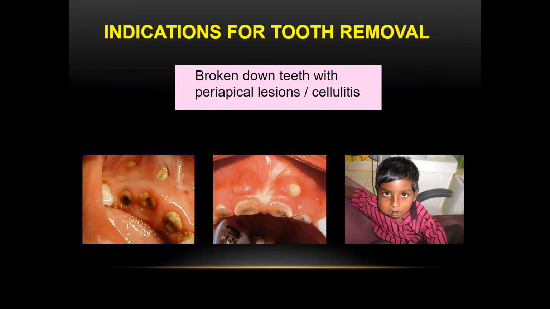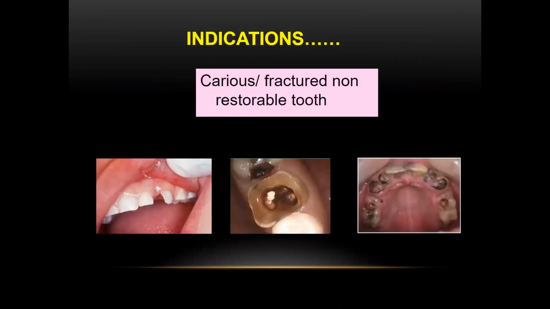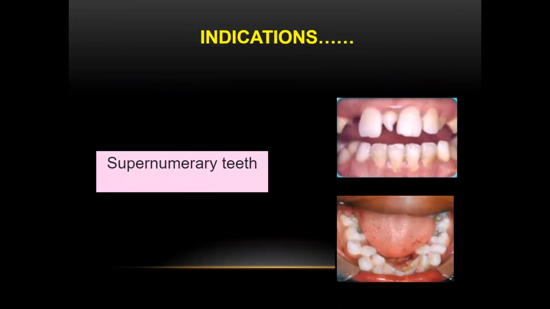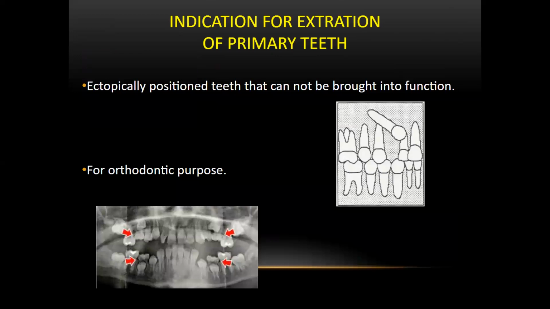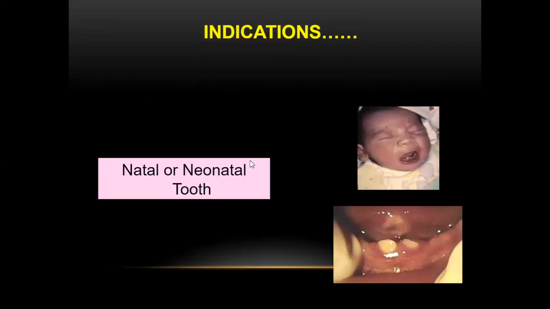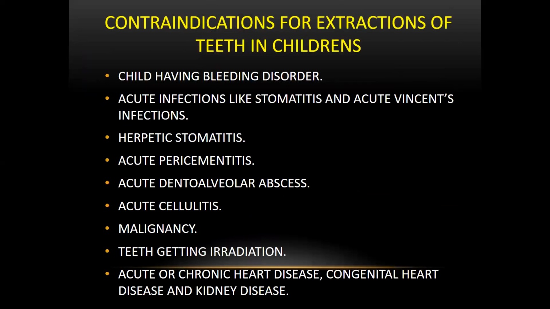Indications for tooth removal: broken down teeth with periapical lesions or cellulitis, carious, fractured, and non restorable teeth, supernumerary teeth, over retained primary teeth, submerged or ankylosed teeth, ectopically positioned teeth that cannot be brought into function, which has been shown in the picture, teeth which have to be removed for orthodontic purposes, and natal and neonatal teeth, which are present at birth or after birth.